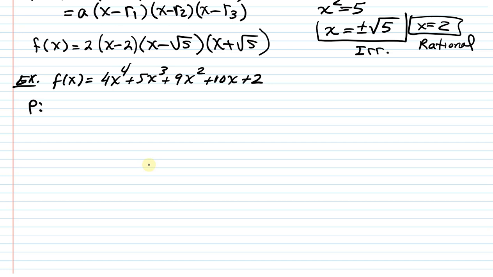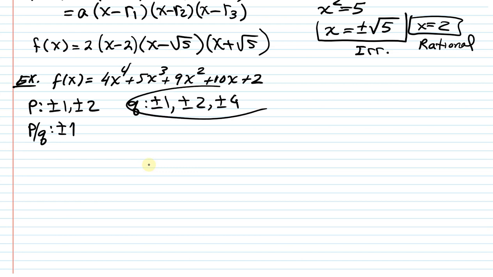The rational zeros are, well, p. Remember, p is a factor of the constant. That would be plus minus 1, plus minus 2. And q is going to be a factor of the leading coefficient. Factors of 4 are 1, 2, and 4. The ratio of these two is the potential zeros. So 1 by 1, 1 is going to get divided by each and every one of these. So 1, 1/2, and 1 divided by 4 is 1/4.